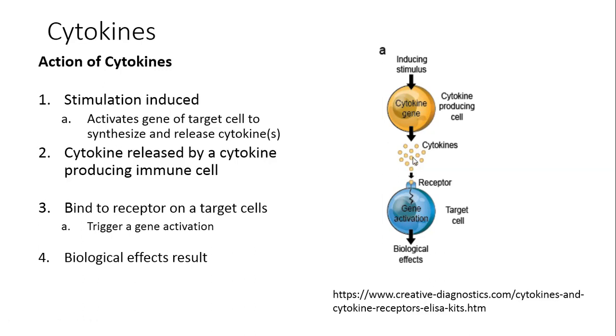The cytokines that were released then act only on the cells that have a receptor for the cytokine. If the cytokine receptor is present, then the cytokine binds to the receptor, and that triggers additional gene activation of the target cell. We call this the target cell, the one that's waiting for the action of cytokines to make a move, right? So it's going to trigger the activation of a gene within the target cell, and that's going to result in some kind of a biological effect.